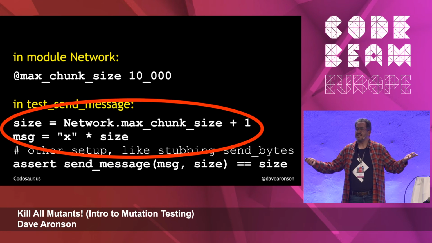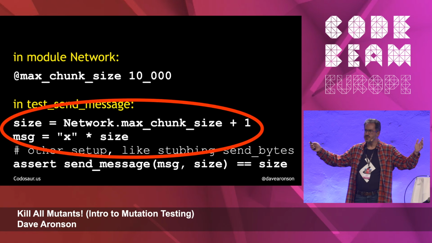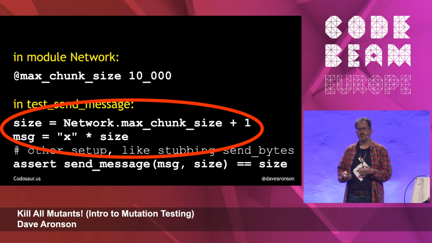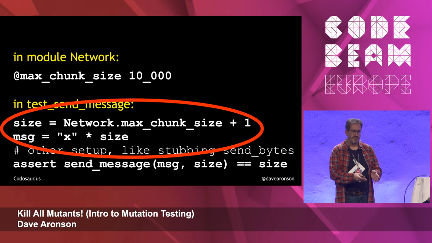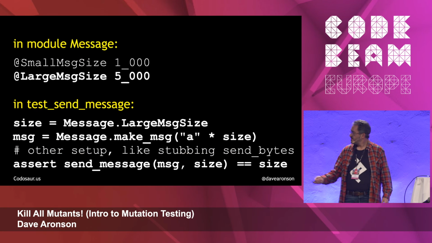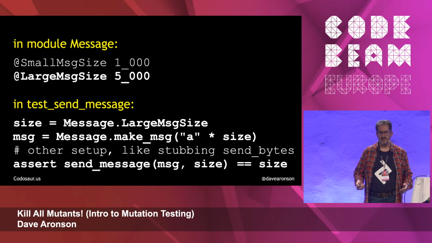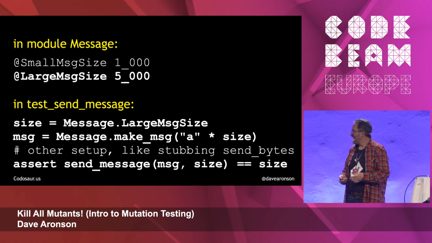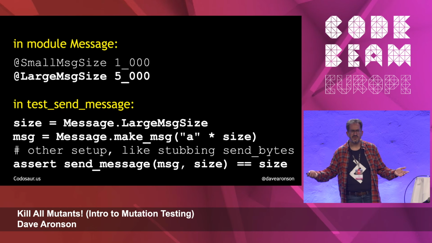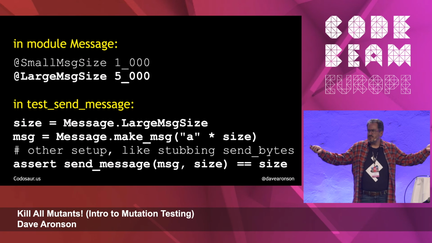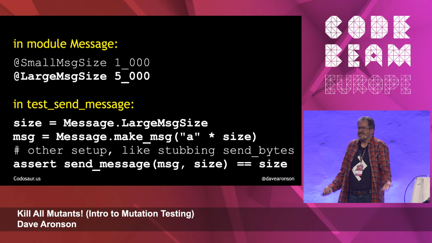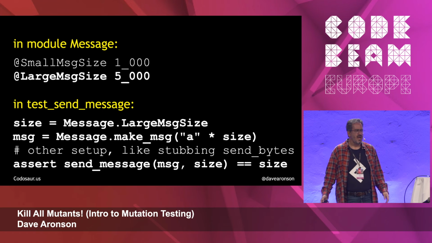But maybe we did test with the largest permissible message out of a predefined set of either messages or at least message sizes. For instance, here we have small and large message sizes. We tested with a large, and yet this mutant still survives. What could possibly be wrong with that? What is it trying to tell us in this case?